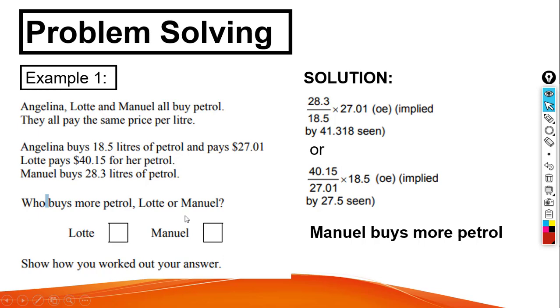First you need to find the amount for one liter of petrol. So 28.3 will be divided by 18.5 to get 1 liter, and you multiply by 27.01. If any of this working is seen, they will give you 1 mark. Or you can also say $40.15 divided by the amount of petrol that Angelina bought, multiplied by 18.5, and you can see the answer here. Any of this implied, and you can see who buys more petrol. Of course, Manuel buys more petrol.